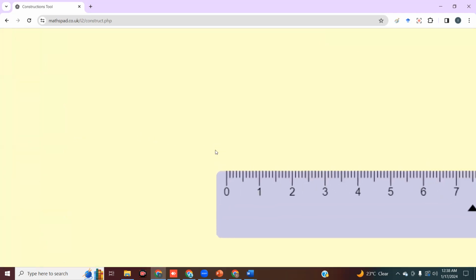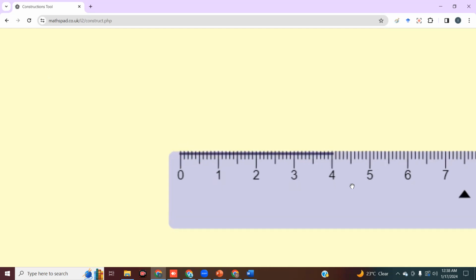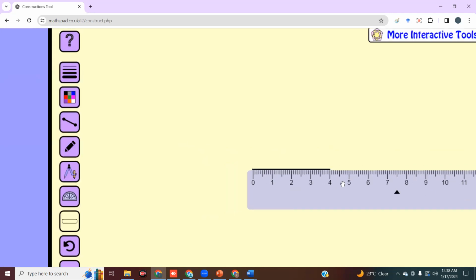So let's zoom in. We have to do it to 4 centimeters. Right, so we start here, and then 4 centimeters. So that has to be 4 centimeters. Okay, let's measure it. All right, and it's about 4 centimeters. I think I could do a better job at that, so let's do it again.